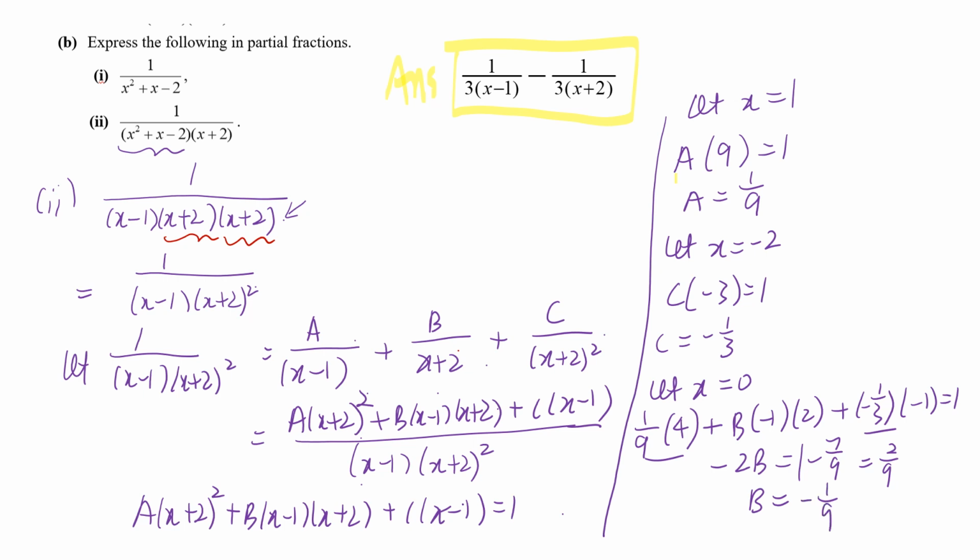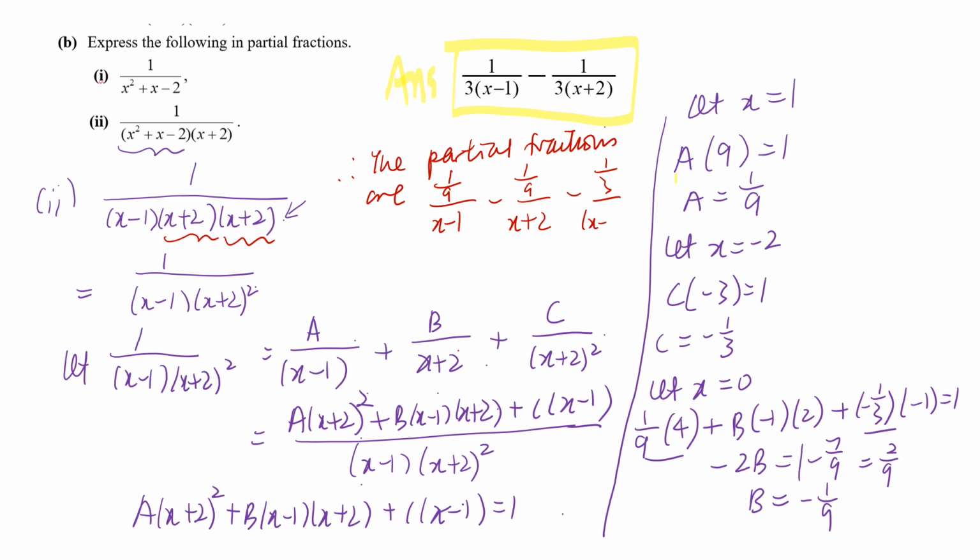Okay, very good. So we have found all the values of A, B, C. Now we can put them into your partial fractions. So therefore the partial fractions are, all right, A I found it to be, where is my A? 1 over 9. So 1 over 9 over x minus 1. B is negative 1 over 9 over x plus 2. C is negative 1/3 over x plus 2 squared.